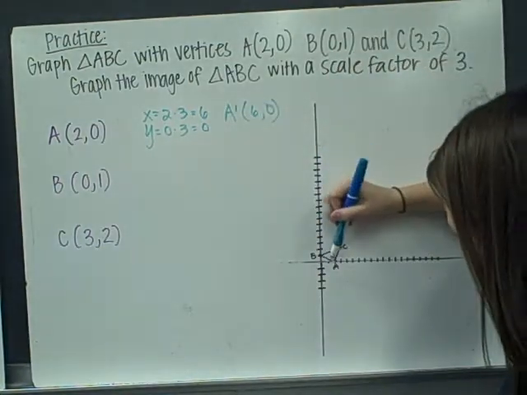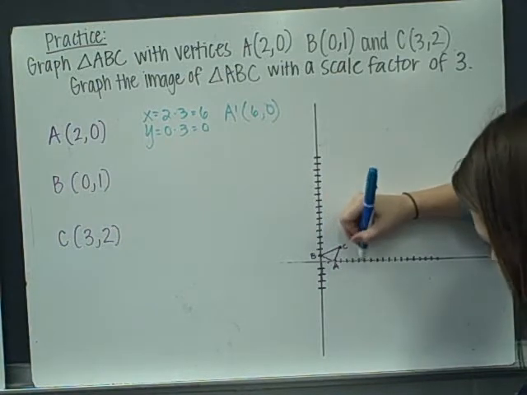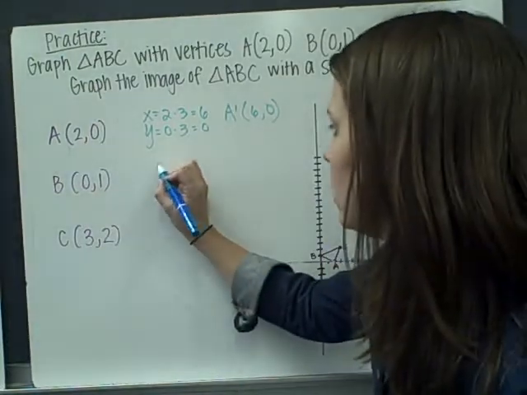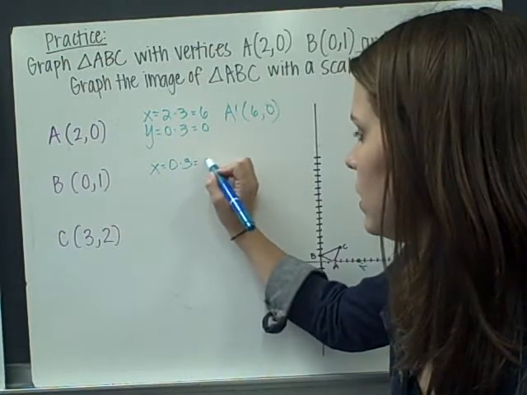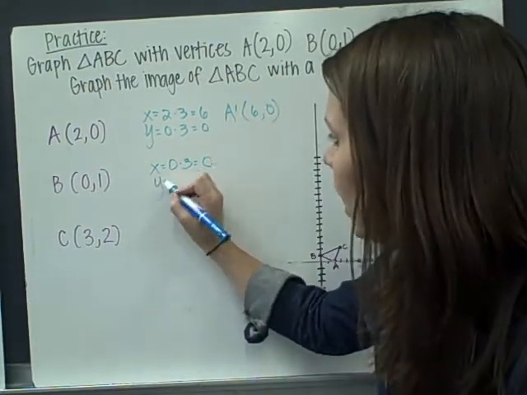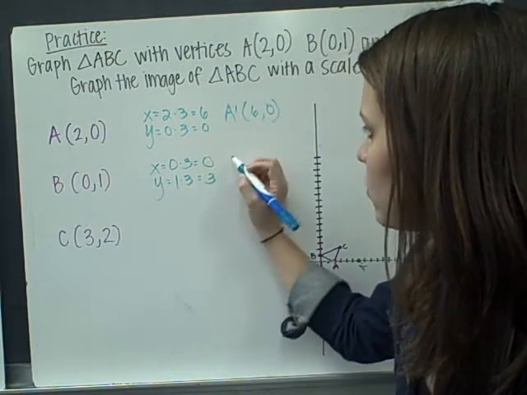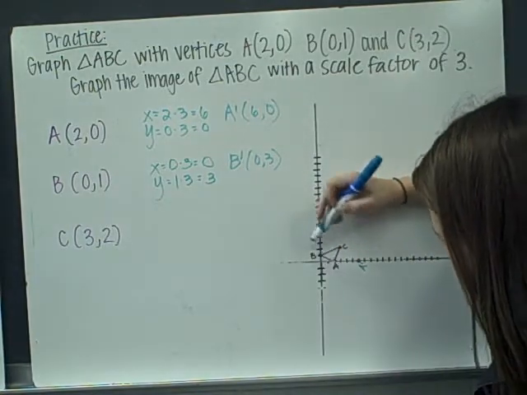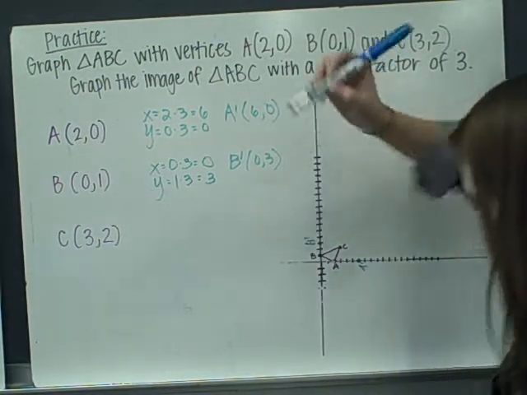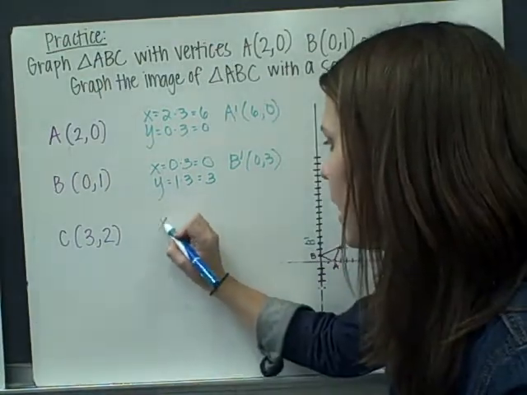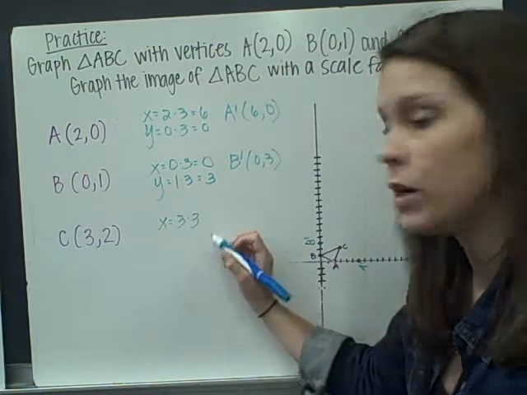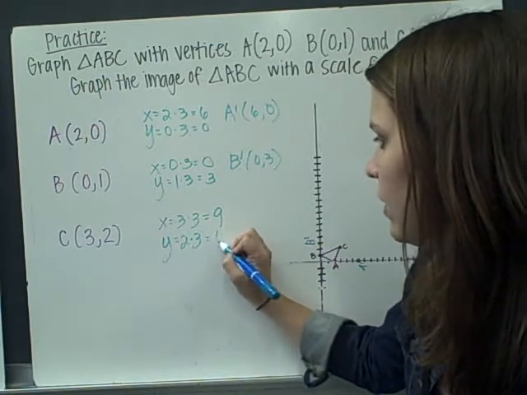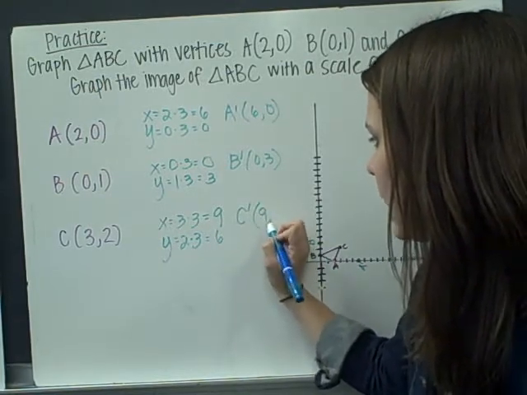So we can come over here, go over to 6, 2, 3, 4, 5, 6, 0. So now A prime is here. Now we do the same thing with B. So we have x is 0 times 3, so we get x to stay as 0. Y would be 1 times 3, so now my y value is 3. So B prime is 0, 3. So now we go 0 and then up to 3. This would be B prime. Same thing with C. So we have x to be 3 times the scale factor of 3. So we get 9. And y would be 2 times our scale factor of 3. We get 6. So C prime is 9, 6.